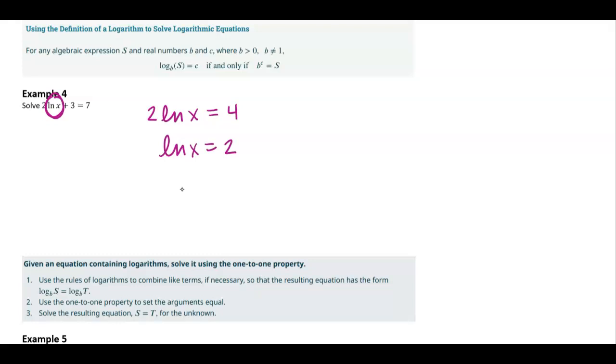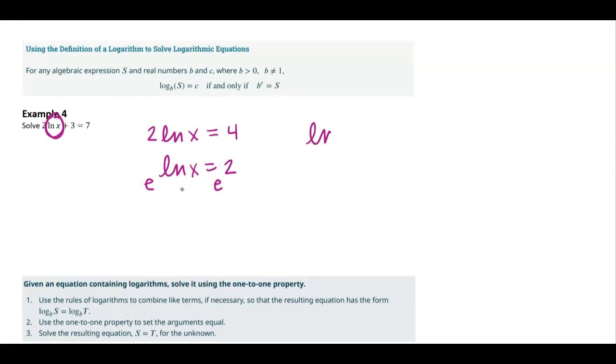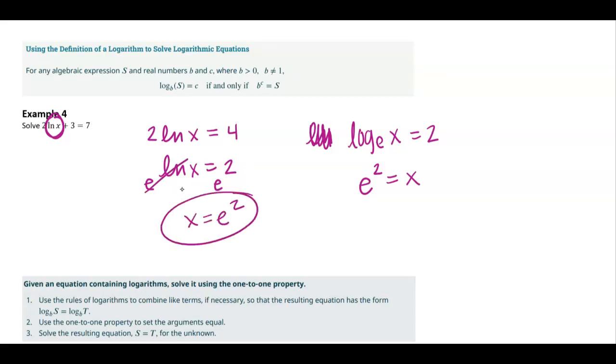Now to undo this natural log, I can think of taking e to the power of both sides. Or if you remember from one of our other videos, this is the same as log base e of x equals 2. And so you can write this as base to the output has to be equal to the input. If you rewrite this in exponential form, notice you end up getting the same answer no matter which way you choose to approach it, whatever way works better for you.